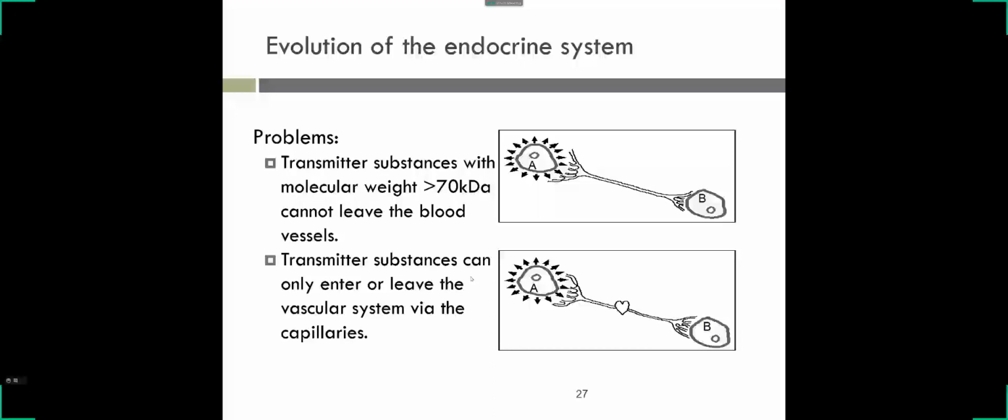One issue is you're limited. You have to be able to get the transmitter substance into the blood vessel, right? So it's got to be able to get in and it's got to be able to get out. So substances with a molecular weight above roughly 70 kilodaltons cannot leave the blood vessels. They cannot transport across the blood endothelial cell membranes, okay?